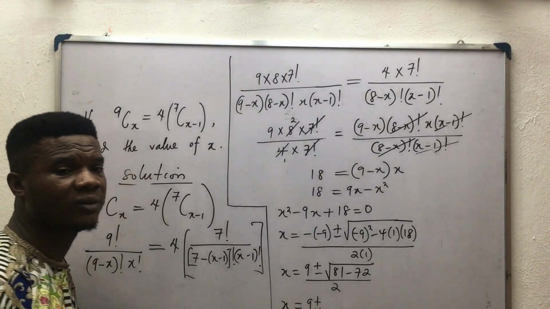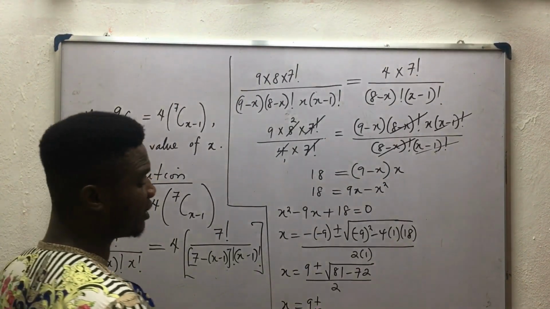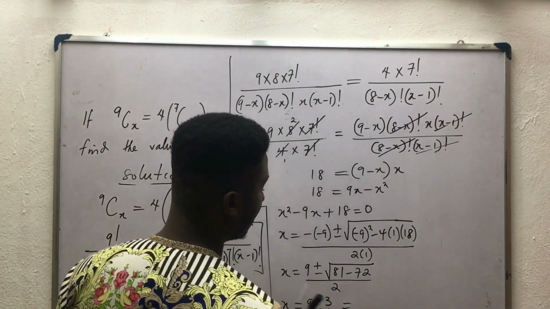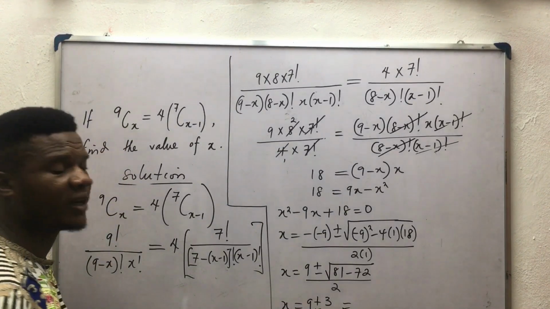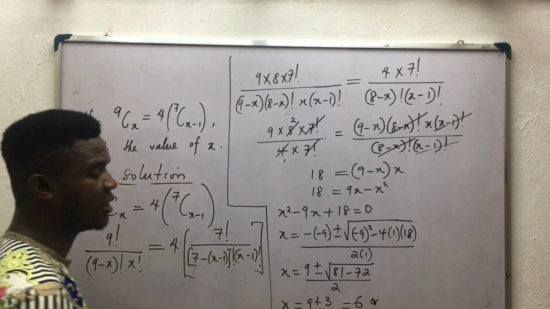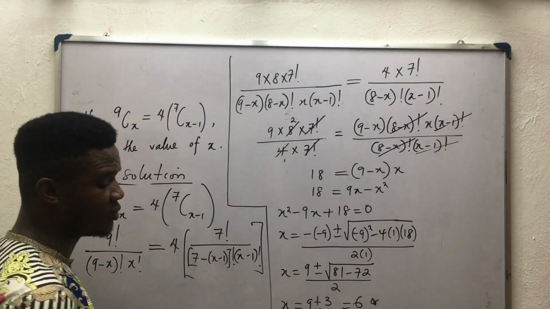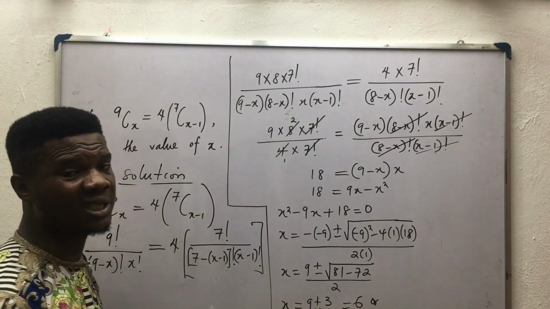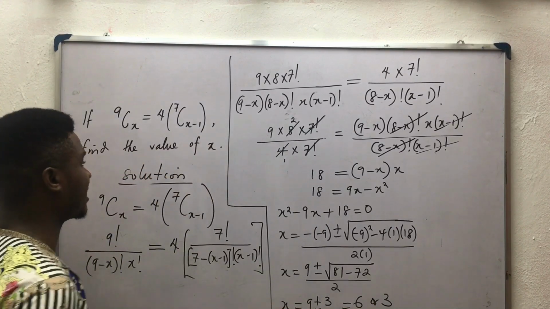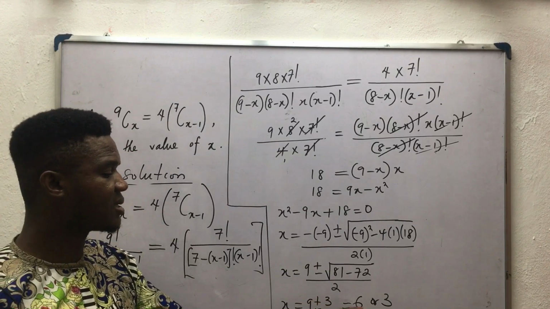When you take the square root of 9, you're going to have 3, so this will be 3 over 2. So the problem simplifies to 9 plus 3 is 12, divided by 2 gives you 6, or 9 minus 3 gives you 6, and 6 divided by 2 is 3. So the values of x satisfying this equation will be either 6 or 3.